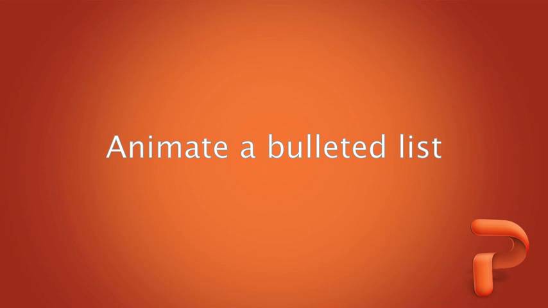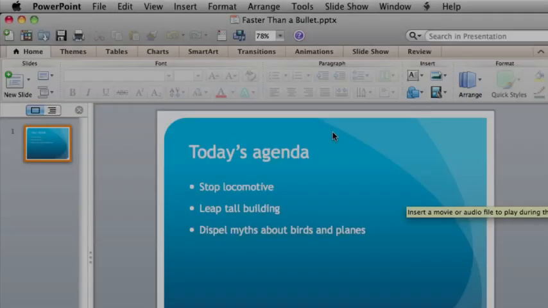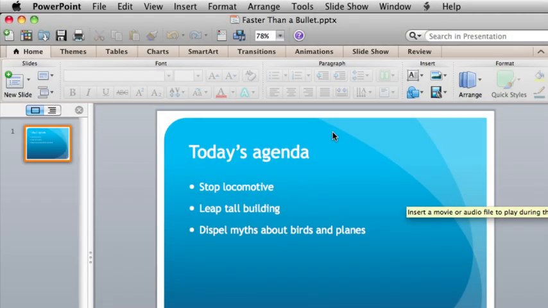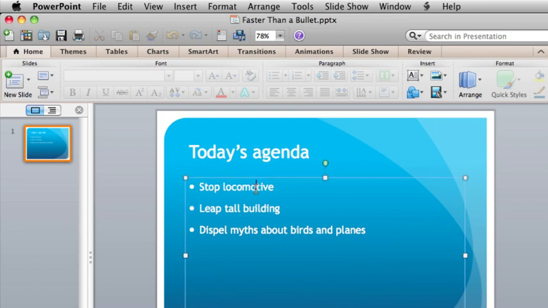Sometimes you want to reveal your points one at a time. Let's add animation to make items in a bulleted list appear one at a time during a slideshow. Here's a bulleted list. The first step is to click anywhere in the bulleted list.